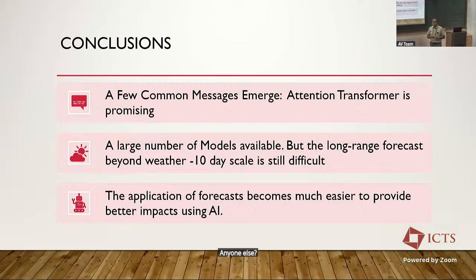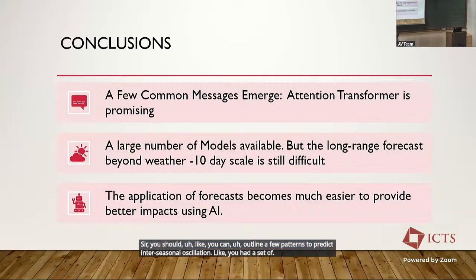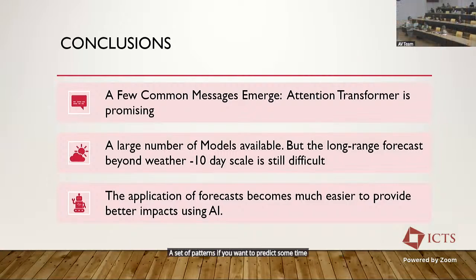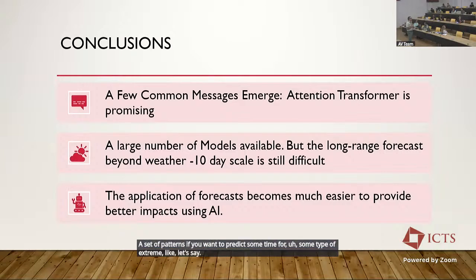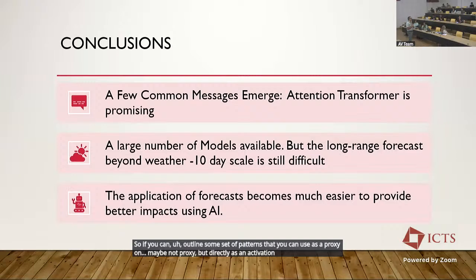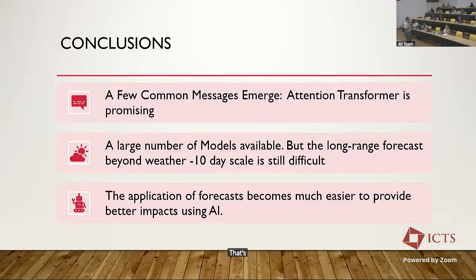You can outline a few patterns to predict the intraseasonal oscillation, a set of patterns that you can recognize. But I was curious whether similarly you can outline some set of patterns to predict some type of extreme, like let's say a rainfall extreme. If you can outline some set of patterns, you could use them as a proxy, or maybe not a proxy but directly as an activation function for some ML model. Yes, that's where I stopped, actually.